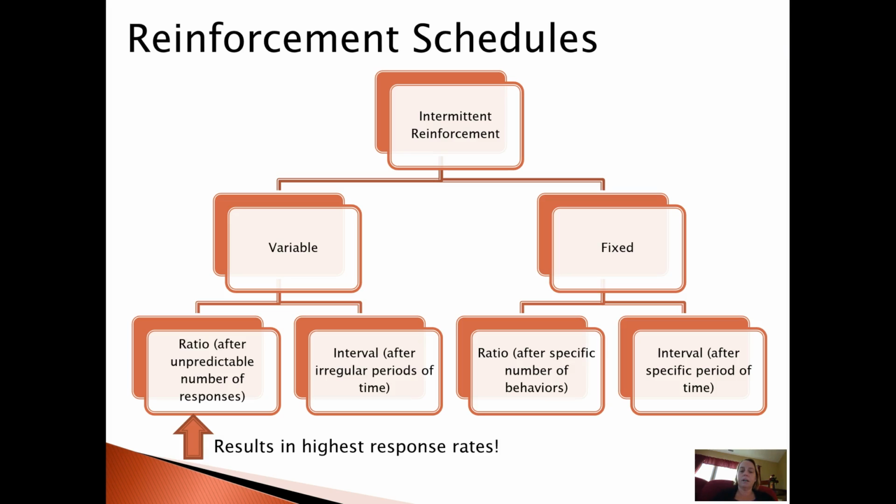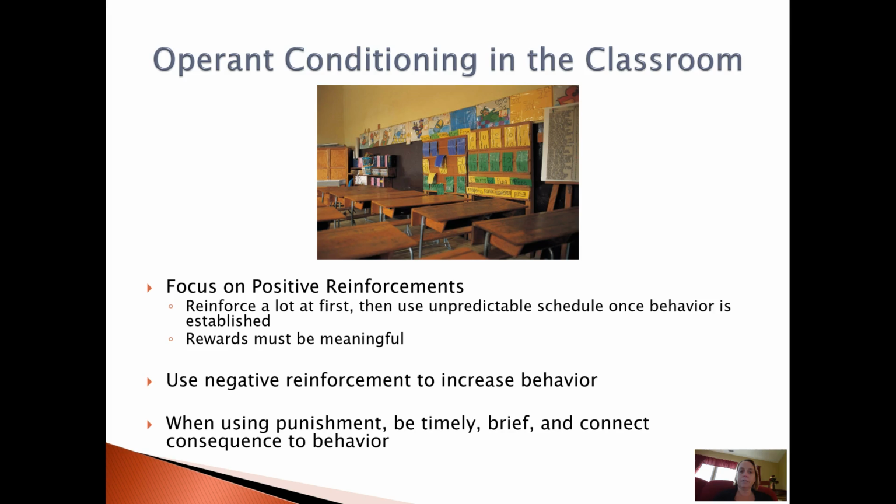So you can, again, maybe start with a fixed approach, so give them a positive consequence every time, and then transition over to one of the ratio ones after the skills have been developed. So here's some examples of using operant conditioning in the classroom.